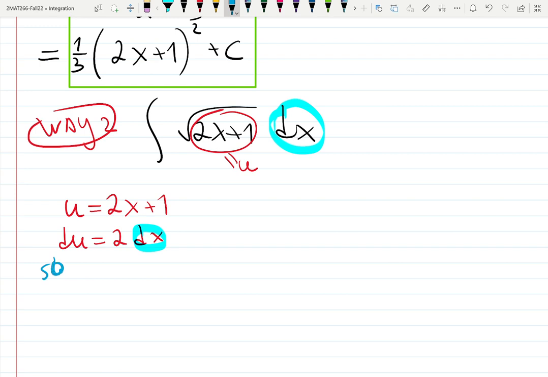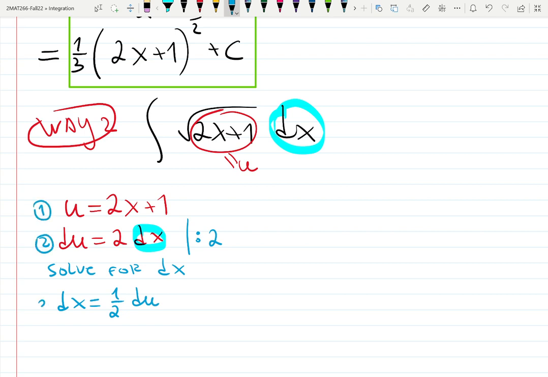So, solve for dx. So dx will be, how do I solve? du equals 2 dx, so I'm dividing by 2. dx will be 1/2 du. Now we have 3 equations, 1, 2, and 3. And we only use, this is my table.